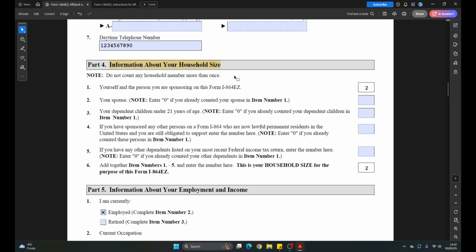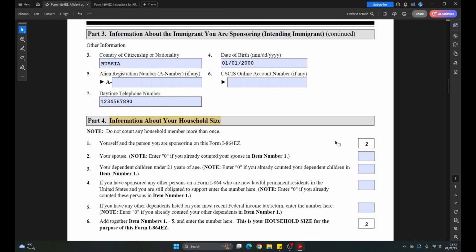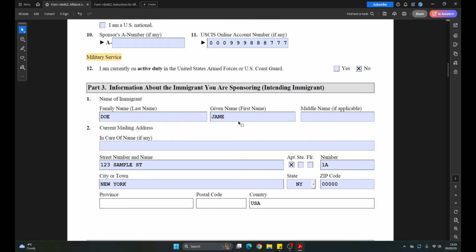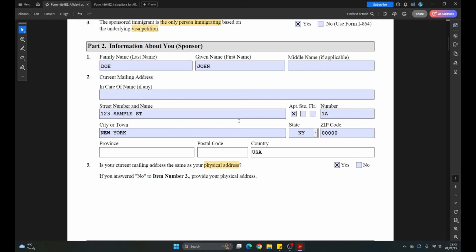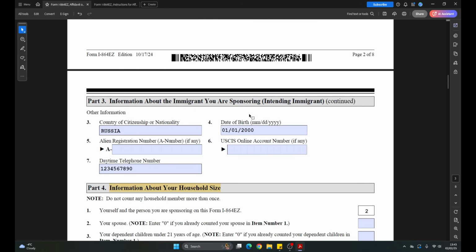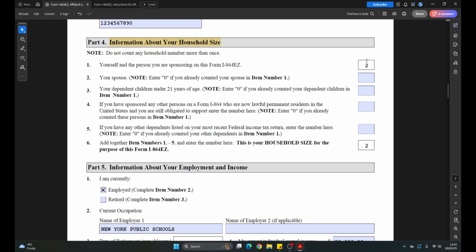Next, let's calculate the household size of the sponsor. Yourself and the person you are sponsoring would be in line 1. So it automatically should be 2 because you are the petitioner filing for the only relative that you have sponsored in this affidavit, so that should be 2.